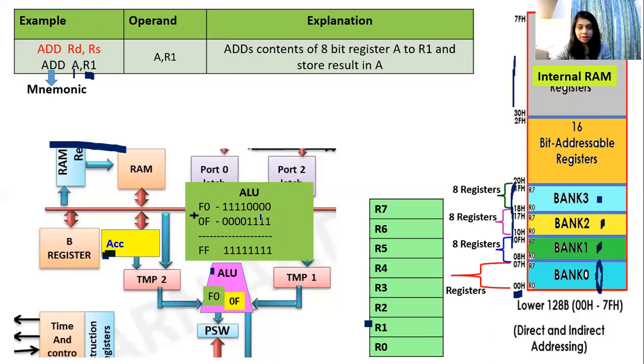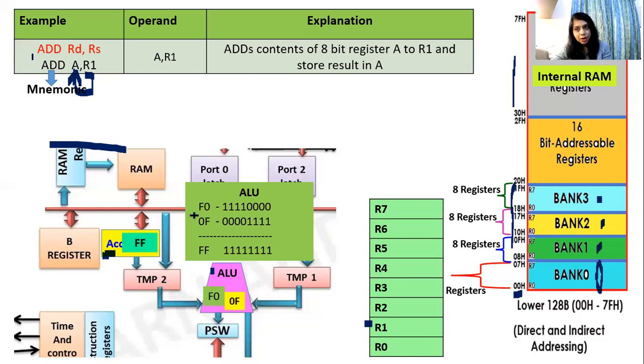First it gets converted into binary numbers and then ultimately it is a binary addition. So F0 plus 0F is FF. That means the result of addition is FF. Then where does this result go? The result should always enter into the destination register. Where is the destination? Destination is always on the left hand side. So the result is FF. What is on the left hand side? Accumulator. So the result will enter into accumulator.